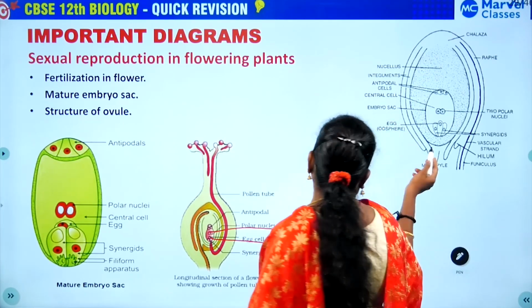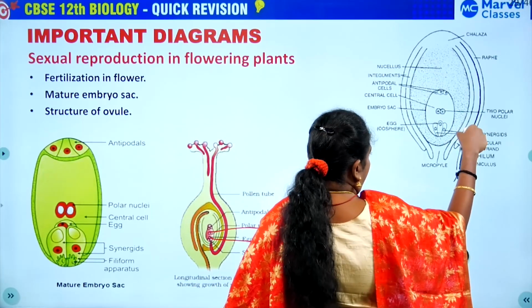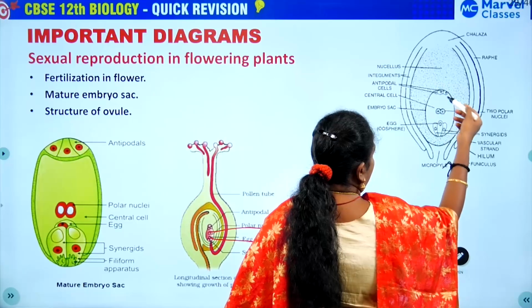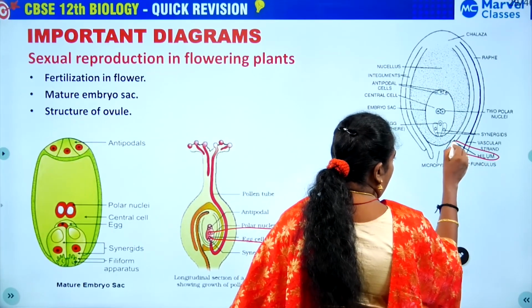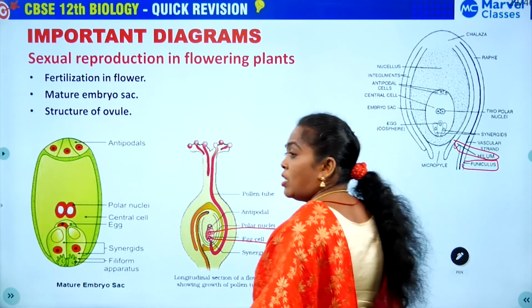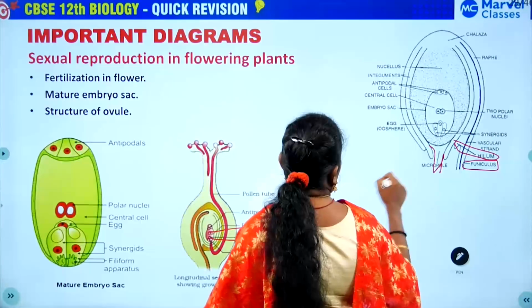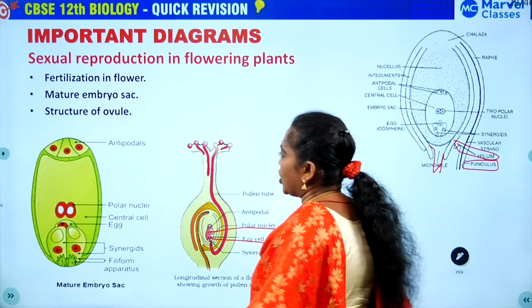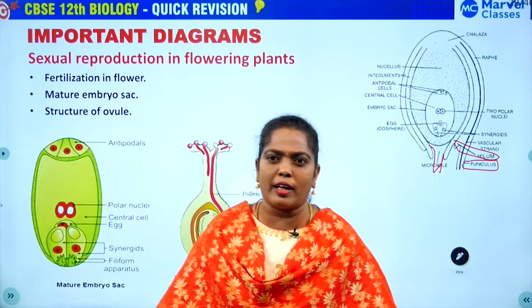Okay, then structure of ovule is also very important. Just draw the integument, then nucellus, then embryo sac and the cells. Then don't forget to mention the hilum and then the funicle where it attaches to the placenta, and then the micropyle region. Opposite to the micropyle region is the chalaza region. So these are some of the important diagrams.